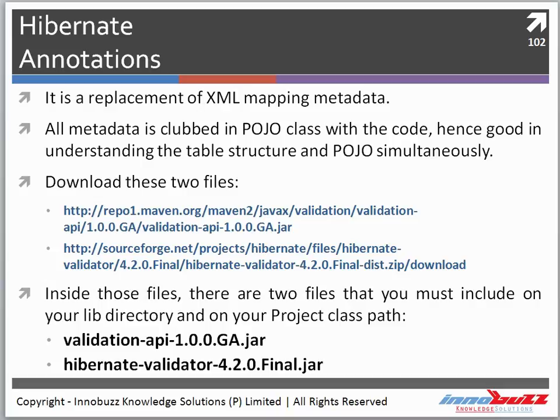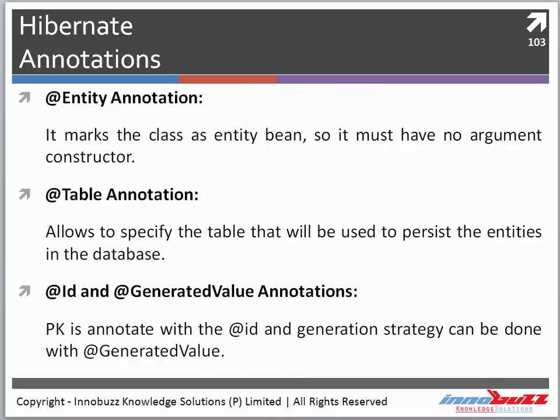Annotations are defined using the @ symbol before reserved words. The Entity annotation defines a class as a persistent entity which will be persisted by Hibernate. Also, there's a Table annotation which defines the name of the associated table. The Id and GeneratedValue annotations define the primary key and the generator strategy to be used.